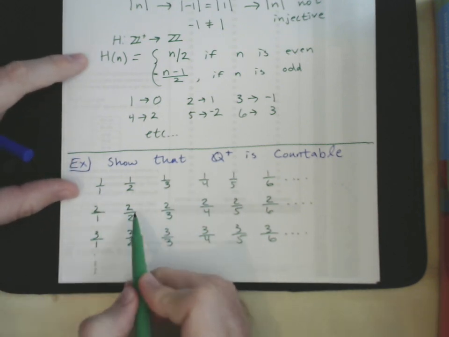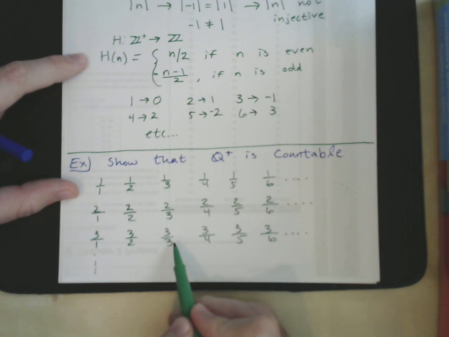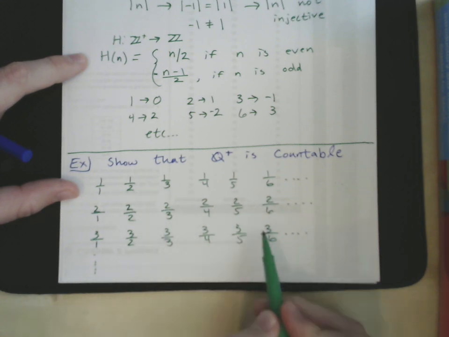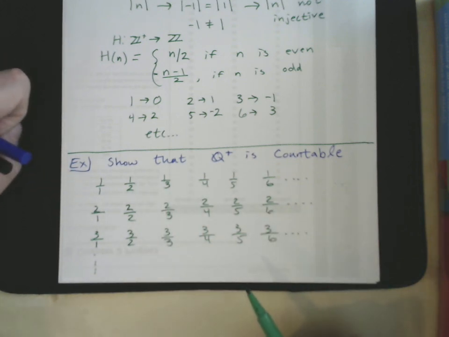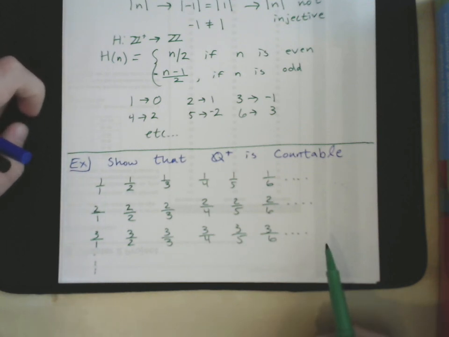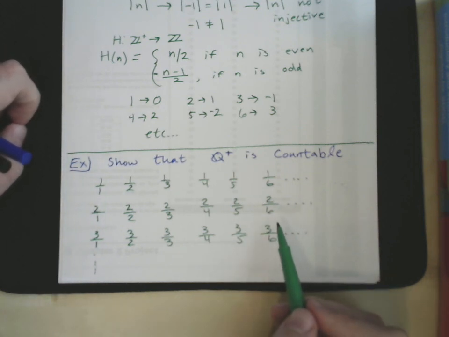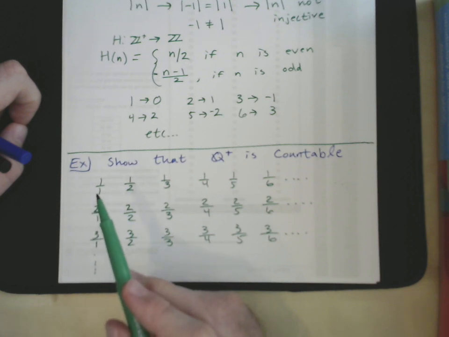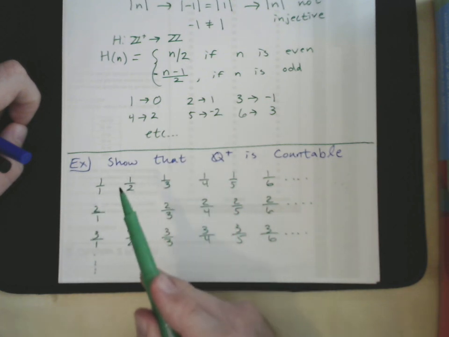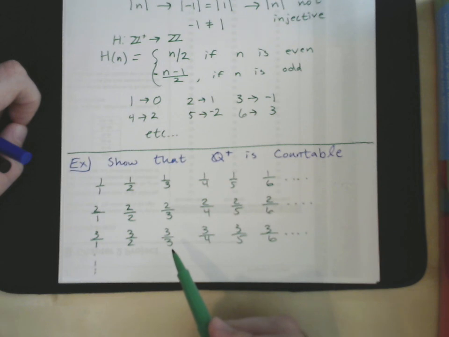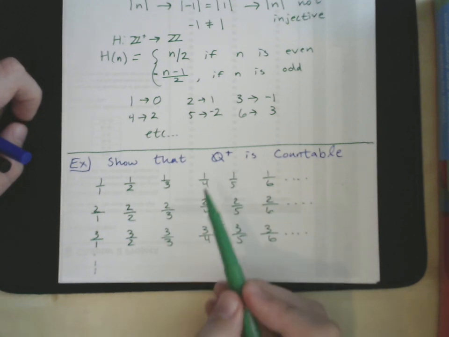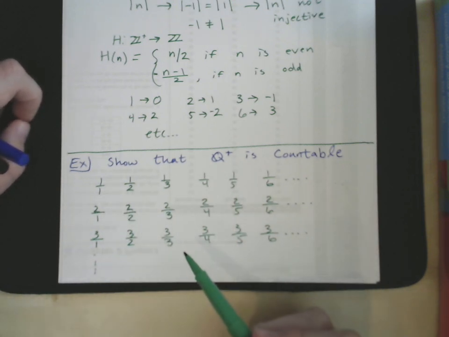But notice that we repeat 1 over 1, 2 over 2, 3 over 3, all the same thing. 1/2, 2 over 4, 3 over 6, all the same thing. 1/3, 2 over 6, and down here would be 3 over 9, all the same thing. So we need a way that doesn't actually count all of those repeats. But each of those repeats, some of them are going to be rationals. Or, I'm sorry, not rationals, they're all rationals. They're going to be integers.